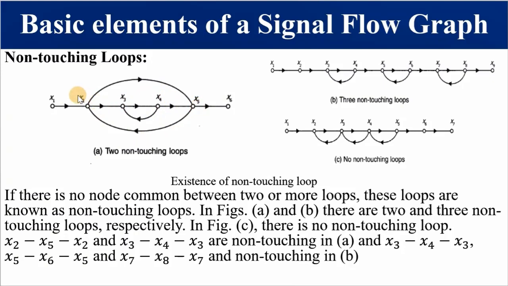These are loops. Let's go to B. These three loops: 1 loop, 2, 3. There is no common node between the three loops, so we say we have three non-touching loops. But we don't have any non-touching loops on figure C, because x3 is common to this loop and also to this loop, and x4 is common to this loop as well as to this loop, so we are saying there are no non-touching loops. So guys, take note of these loops, and you must be able to identify non-touching loops on a signal flow graph.